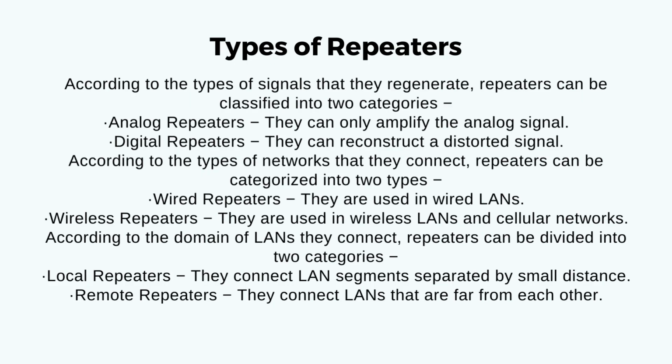Types of repeaters. According to the types of signals that they regenerate, repeaters can be classified into two categories. Analog repeaters can only amplify the analog signal. Digital repeaters can reconstruct a distorted signal. According to the types of networks that they connect, repeaters can be categorized into two types. Wired repeaters are used in wired LANs. Wireless repeaters are used in wireless LANs and cellular networks.